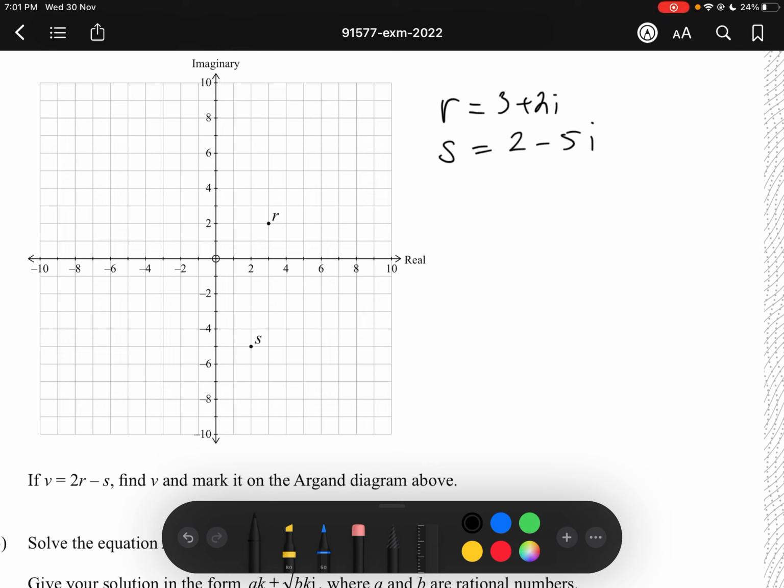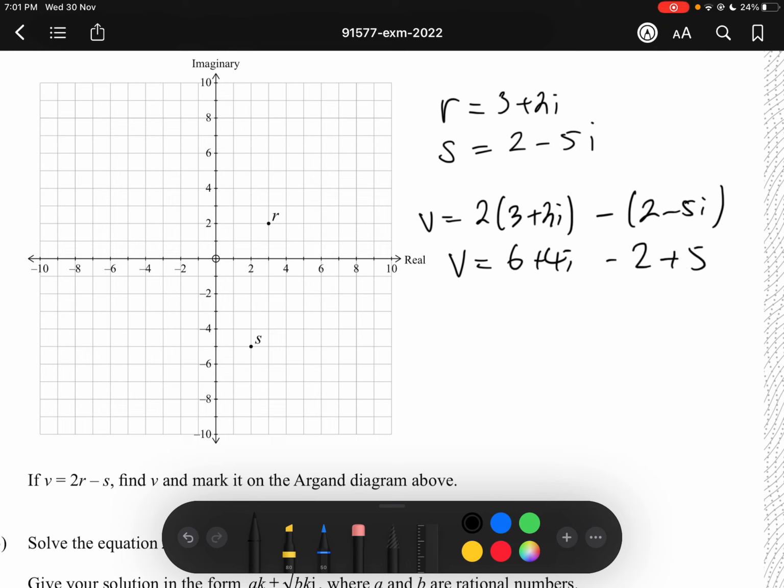And v = 2r − s. So v = 2(3 + 2i) − (2 − 5i). So v = 6 + 4i − 2 + 5i. That is 4 + 9i. That is v, and let's mark it on the Argand diagram. So the real part is 4, and the imaginary part is 9. So this should be right here.